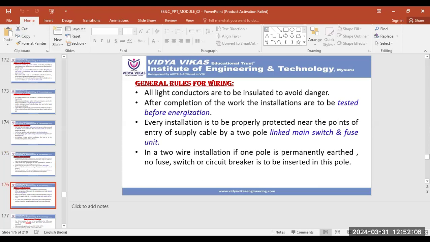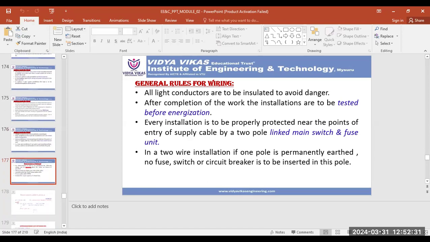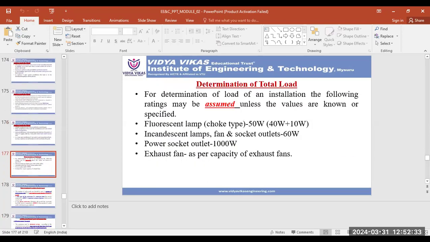Next one, all live conductors are to be insulated to avoid danger. After completion of the work, the installation is to be tested before energization. The installation is to be properly protected near the point of entry of the supply cable by a 2-pole linked main switch and fuse unit. In a 2-wire installation, if one pole is permanently earthed, no fuse, switch or circuit breaker is to be inserted in this pole. Now, these are all the general points we need to consider before the wiring.